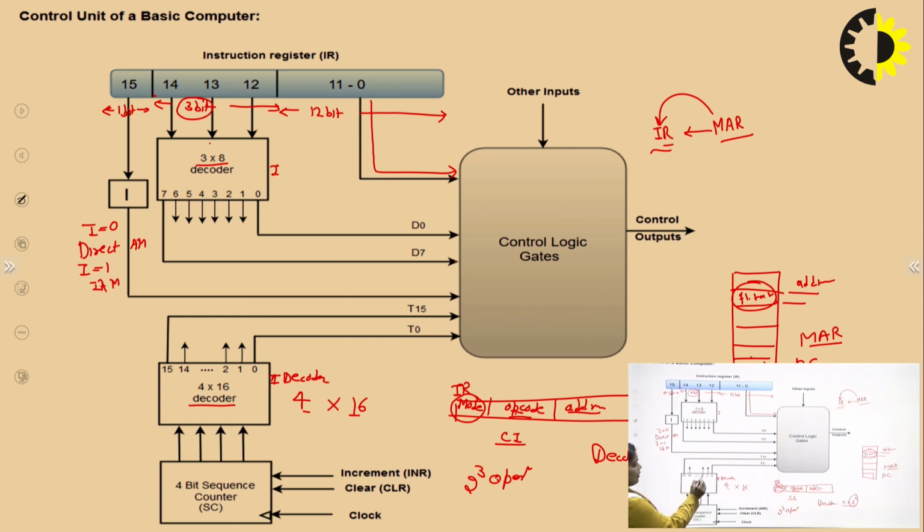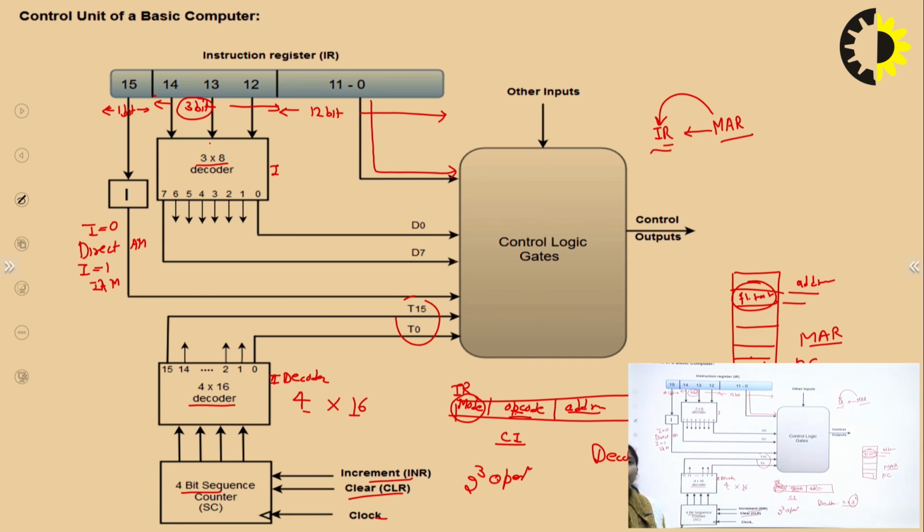Now this 4x16 decoder has a timing signal. It means in each tick, in each synchronous communication, all these operations are going to be performed within a single tick. There is also a 4-bit sequence counter. In the 4-bit sequence counter, there are some values, like clear, increment, or a clock. The 4-bit sequence counter is taken as an input for the second decoder, and then this goes to the control logic gate. So overall, this is the diagram for the hardwired control unit.